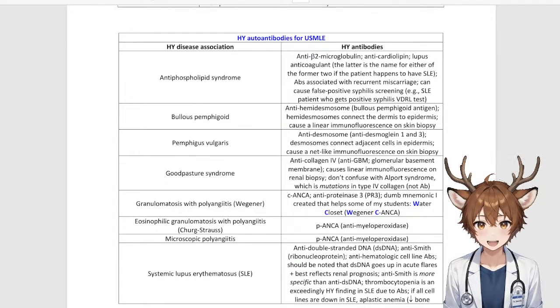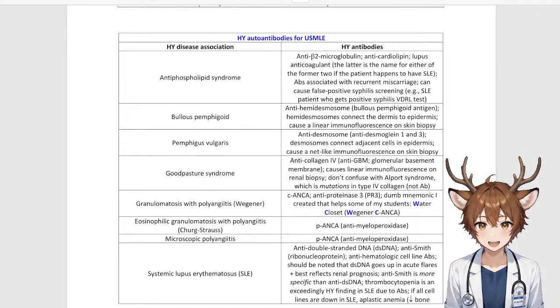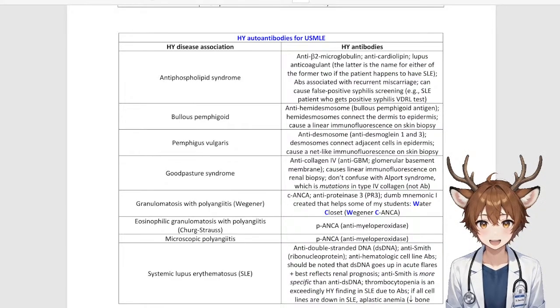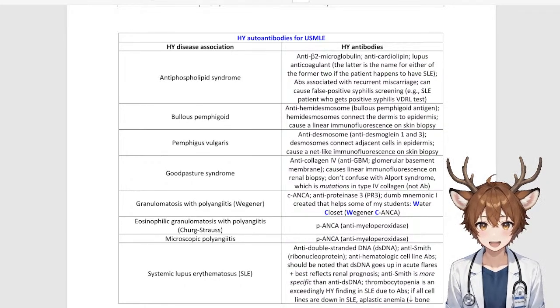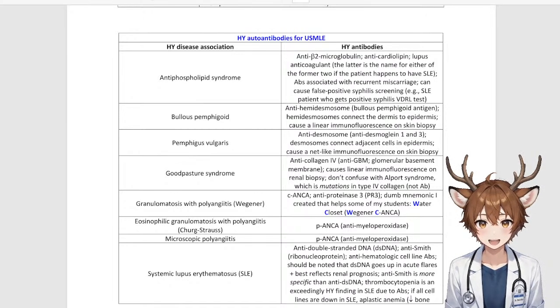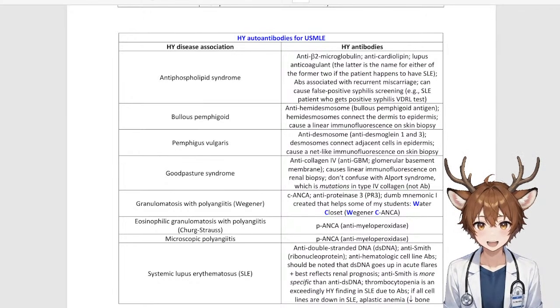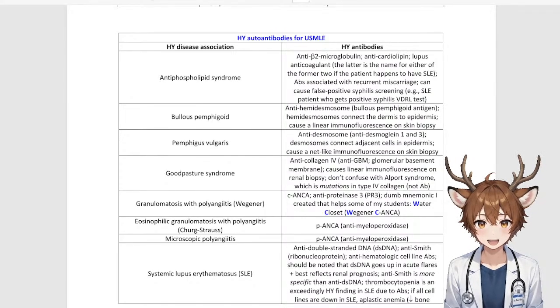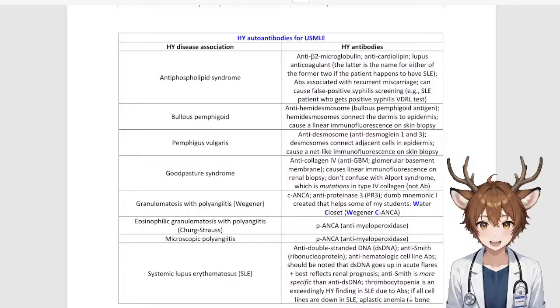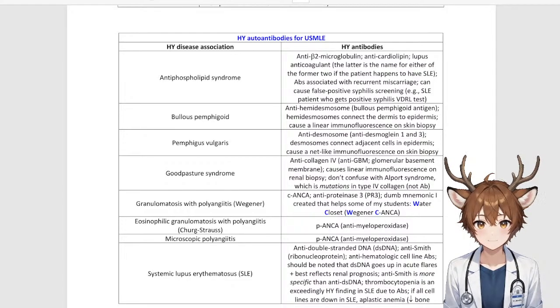Bullous pemphigoid, anti-hemidesmosome bullous pemphigoid antigen. Hemidesmosomes connect the dermis to the epidermis, causes a linear immunofluorescence on skin biopsy. Pemphigus vulgaris, antidesmosome, antidesmoglein 1 and 3. Desmosomes connect the adjacent cells in the epidermis, causing a net-like immunofluorescence on skin biopsy.